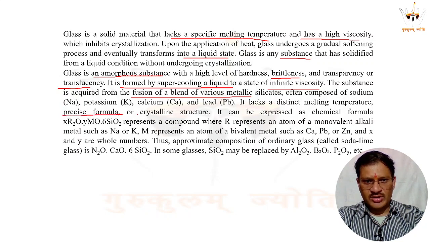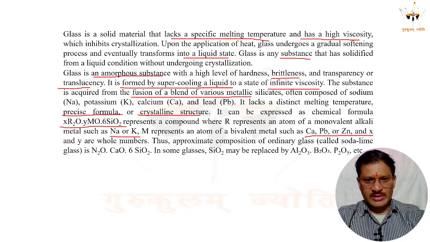It has a formula which can be expressed this way: xR2O.yMO.6SiO2, which represents a compound where R represents an atom of a monovalent alkali such as sodium or potassium, M represents an atom of bivalent metals such as calcium, lead, zinc, and x and y are whole numbers. In a particular case, if we put in the values of x and y, we will get an ordinary glass, which is known as soda lime glass, meaning Na2O.CaO.6SiO2.